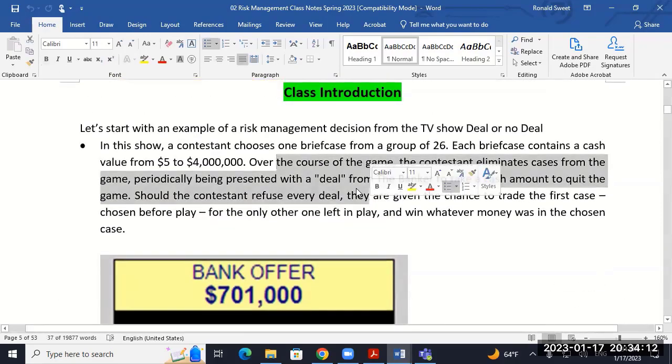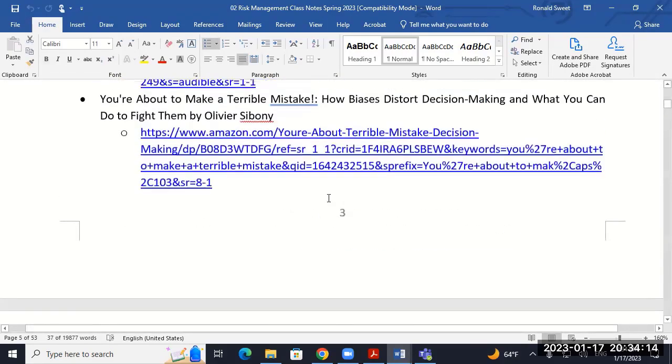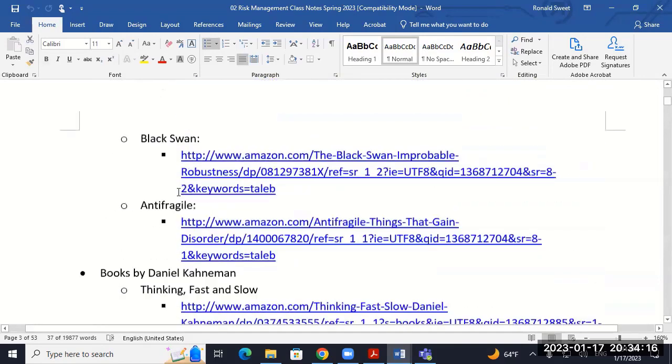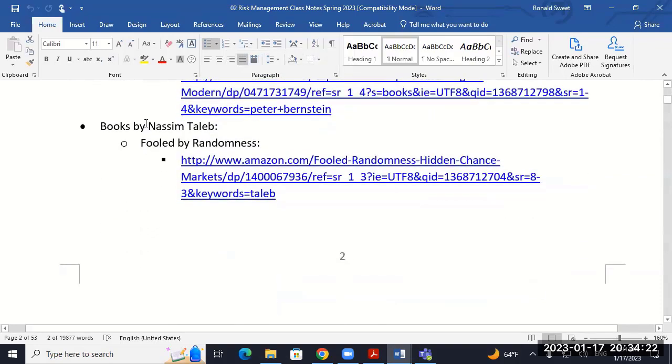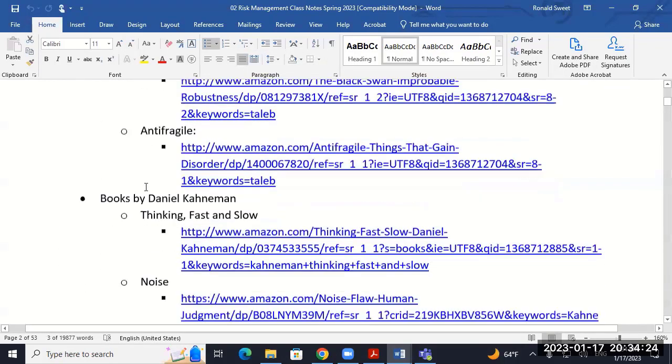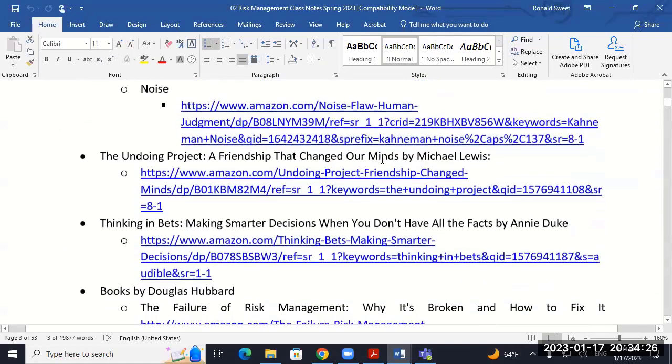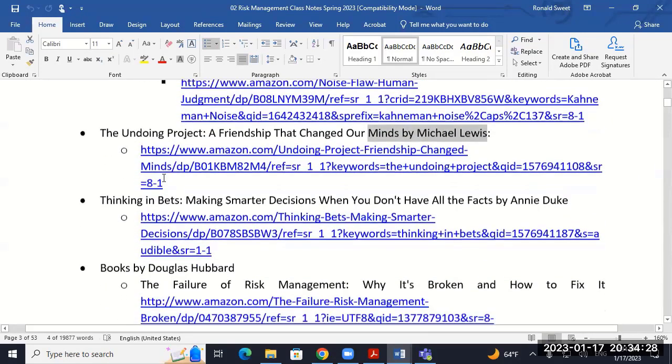We'll do a little more introduction stuff in the next class. I do have some good reading that you can do. We're going to talk through some of these. We're going to talk Bernstein first. At the end of the class, we're going to do some Taleb. We're going to do some Kahneman. We're not going to do Michael Lewis, but he talks about Kahneman.